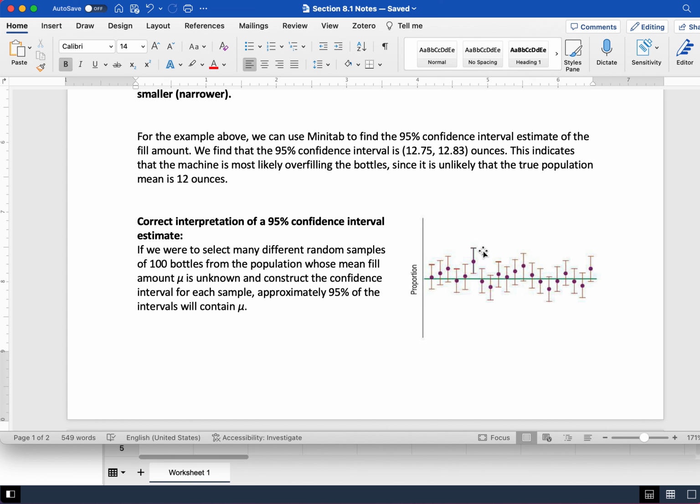The exception is this one. So 19 of the 20 contain the true population mean, one of them does not. We don't know which one that we ended up with, so we don't really know if it contains the true population mean or not. But 95% of them will contain the true population mean.